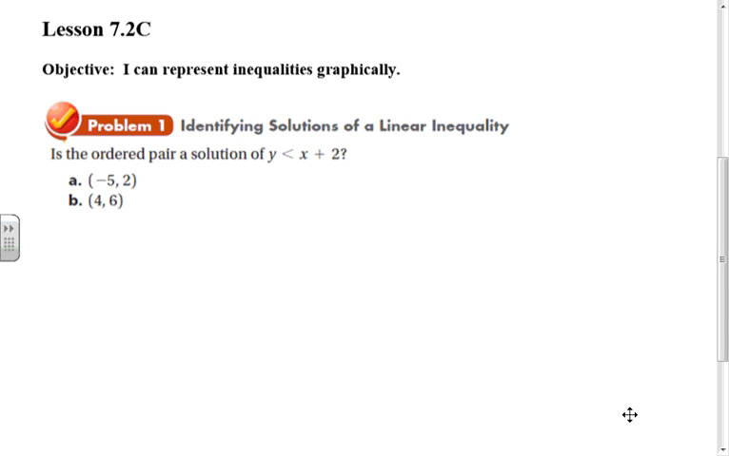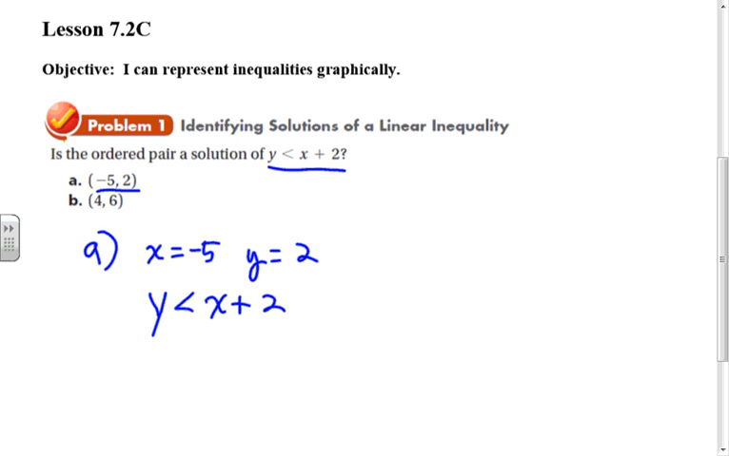So first of all, let's talk about what is a solution to a linear inequality with two variables. They can be represented by ordered pairs. So looking at this ordered pair right here, we know that x is equal to -5 and y is equal to 2 in that one. And we want to know if it's a solution to this. So what I'm going to do is replace the x with -5 and the y with 2 and just see if it's true. If it's true, it's a solution.